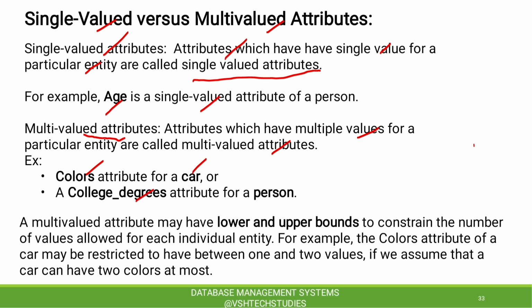College degree. This attribute of a person can also have multiple values, because depending on what all qualifications a person has got, college degree attribute of a person can have multiple values. So multi-valued attribute may have lower and upper bounds to constrain the number of values allowed for each individual entity. For example, colors attribute of a car may be restricted to have one or two values if we assume that a car can have two colors at the most. So this depends on the application.